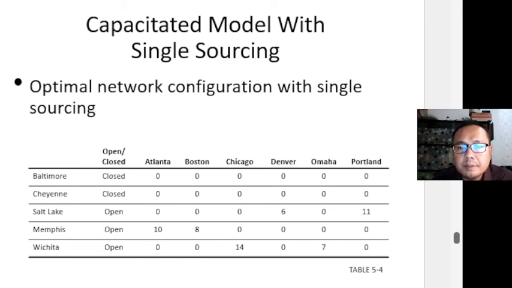In this table you can see the monthly cost of operating the network in table 5.4 is 49 million, 49 plus million. This cost is about 2.3 million higher than the cost of the network in the figure before, in which single sourcing was not required. So the supply chain team concludes that single sourcing adds about 2.3 million per month to the cost of the supply chain network, although it makes coordination easier and requires less flexibility from the plants.